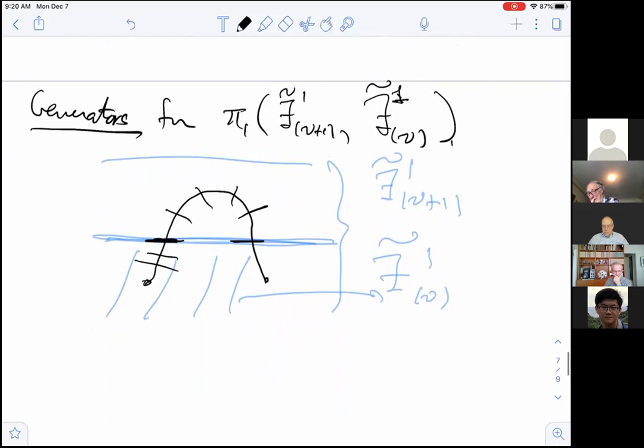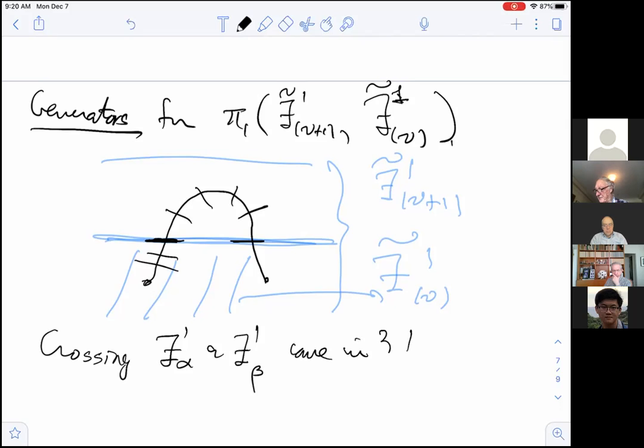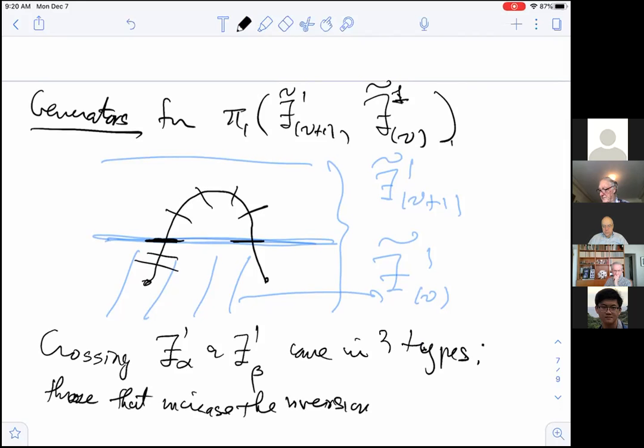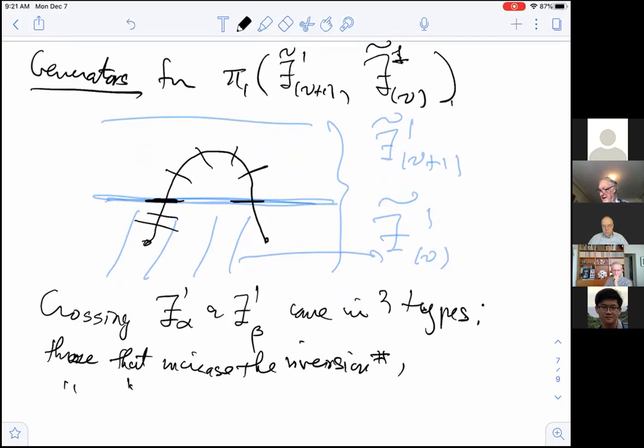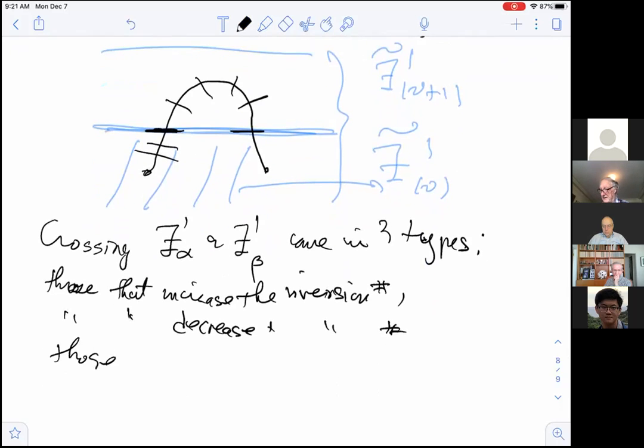Okay. Now, crossings, crossing F1 alpha or F1 beta come in 3 types. They are those that increase the inversion number, those that decrease the inversion number, and those that leave the inversion number invariant. We'll call them increasing, decreasing, and neutral.